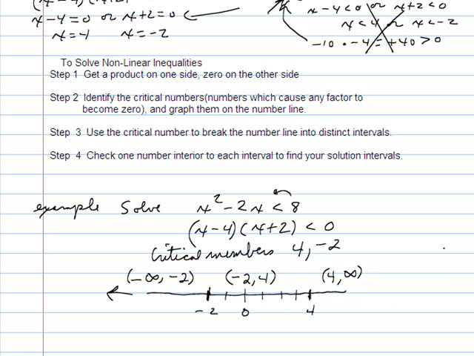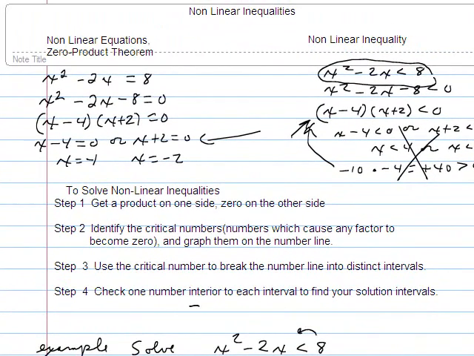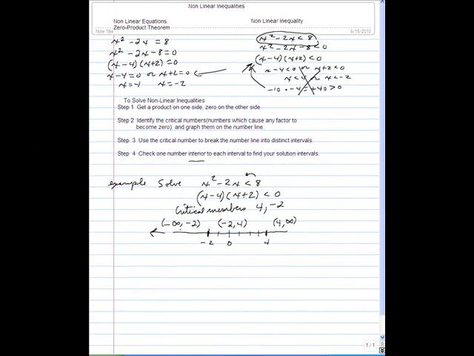It says check one number interior. Interior means not at an endpoint. So if I was checking a number in the interval negative 2 to 4, I wouldn't use negative 2 and I wouldn't use 4. Those are endpoints. Those numbers would not be interior to the interval. It says check one number interior to each interval, so I'm going to have to check a number here, negative infinity to negative 2, check a number here, and check a number here, to find your solution intervals.